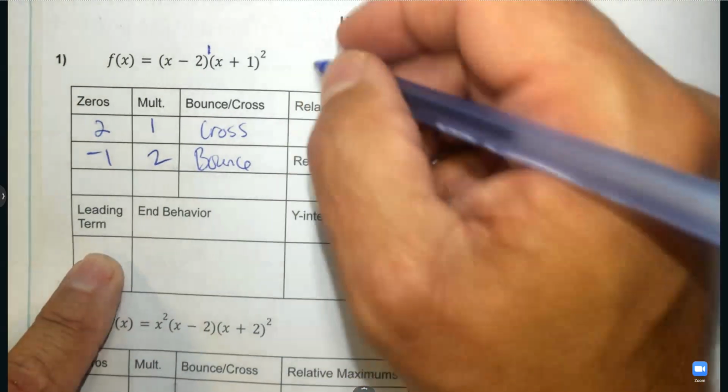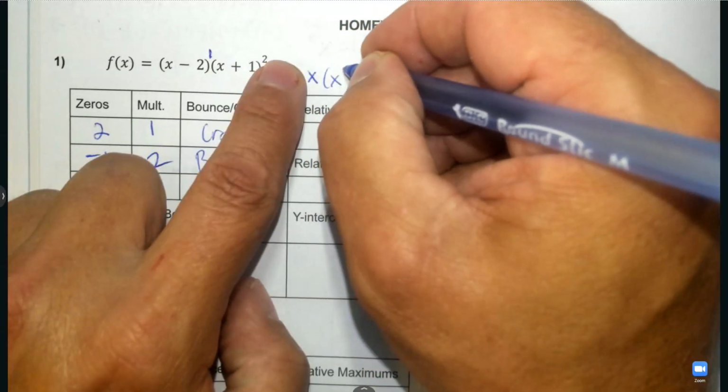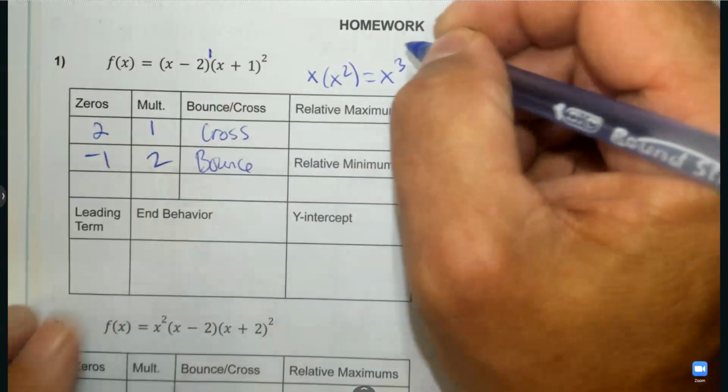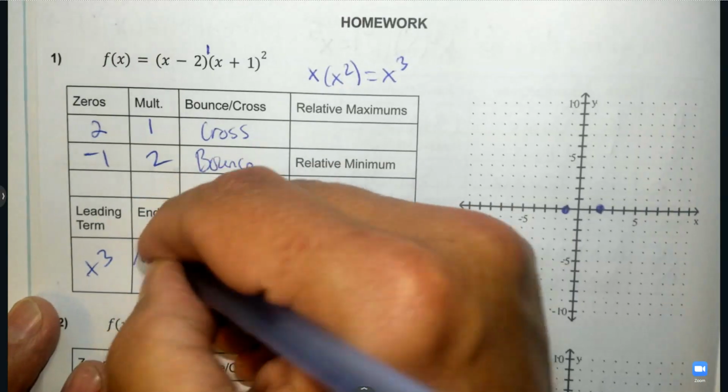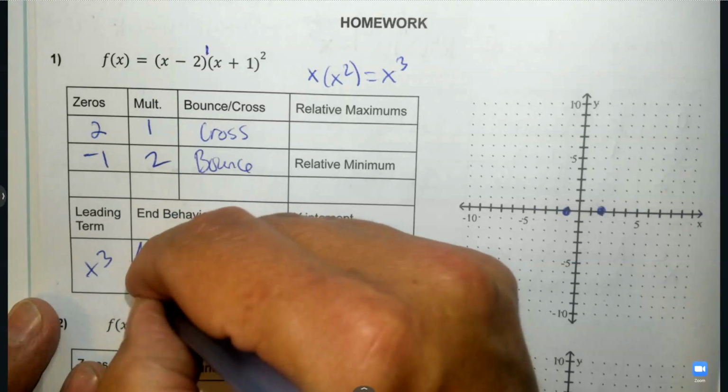The leading term is the same as the power term. I take x and I multiply it by x squared to know what's the most powerful term in the equation. That tells me the end behavior. That means the right end goes up and the left end goes down.